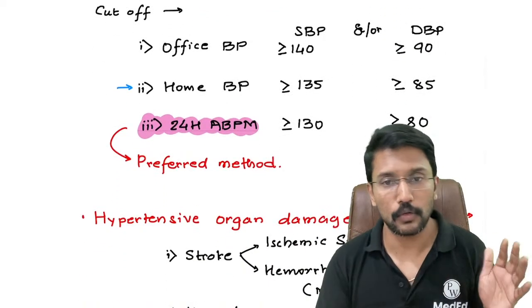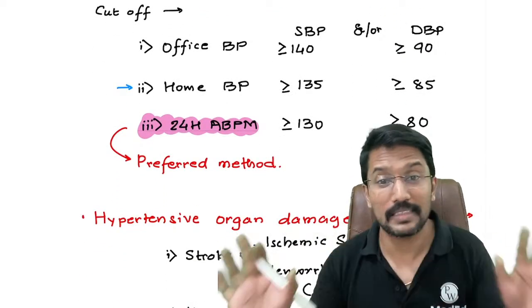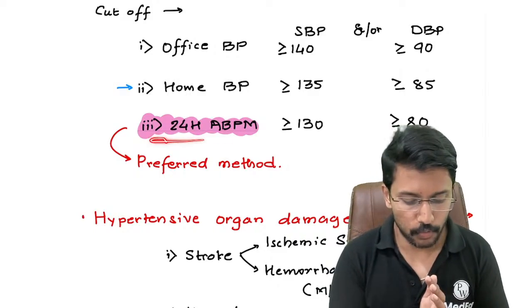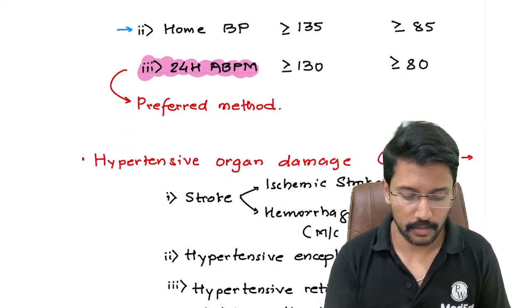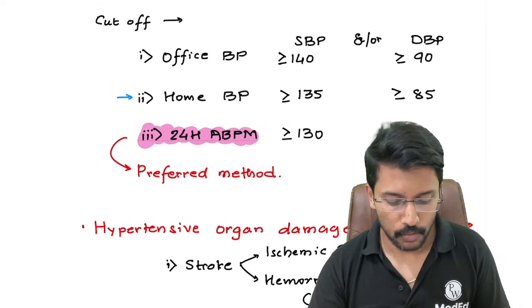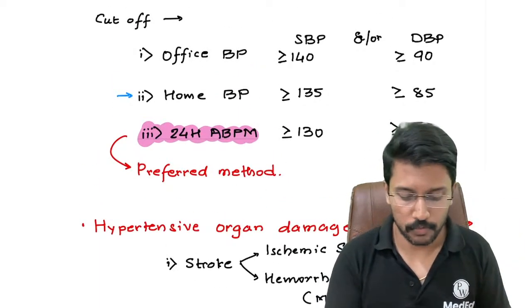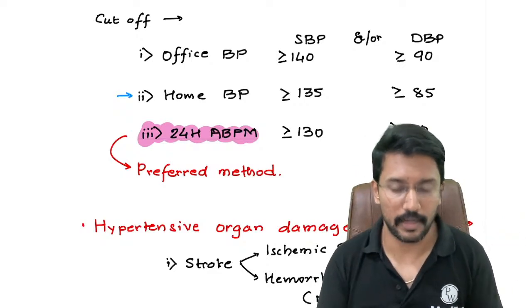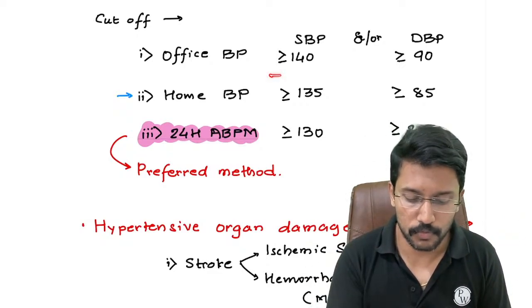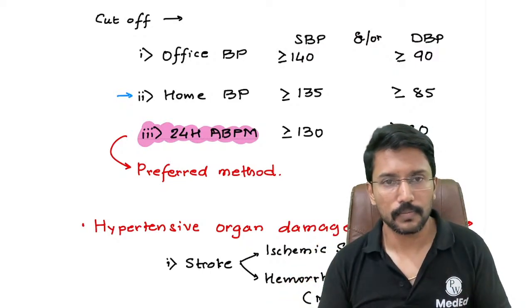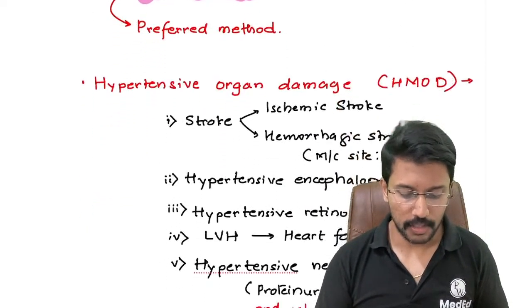The cutoff for diagnosis of hypertension is not a standard 140/90. It depends on the method used for recording the BP. If you are using 24-hour ambulatory BP recording, then the cutoff is 130/80. If you are using home BP recording, add 5 more, it becomes 135/85. And if it is the OPD recording or hospital recording, then add 5 more, and it becomes 140/90, right? Those are the cutoffs.